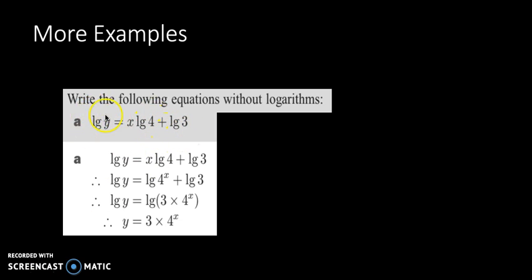Now we're going to leave this side untouched because there's really nothing we can do with it at this point, and then we're going to start with this side right here. The first thing we're going to do is the power to the front rule backwards, so we're going to make it the log of 4 to the power of x instead of x log of 4.